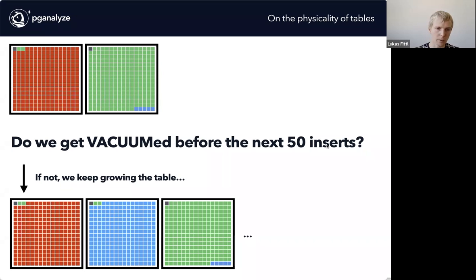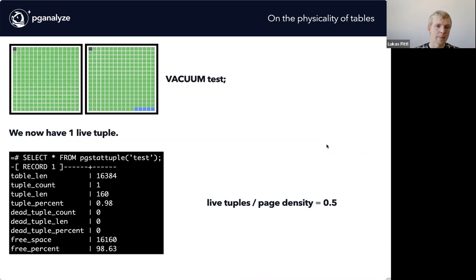And really, this is the whole point of vacuum, right? Is that we don't keep growing the table for new data, but we can actually reuse the space that we have here. Now, we vacuum the table, right? Now all this unusable space becomes usable.